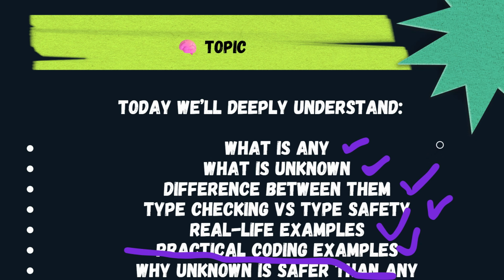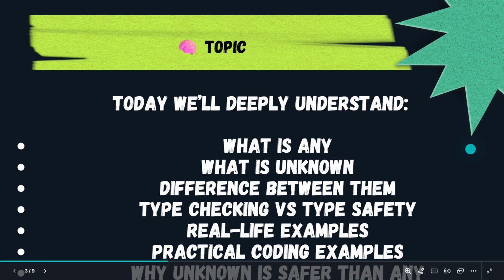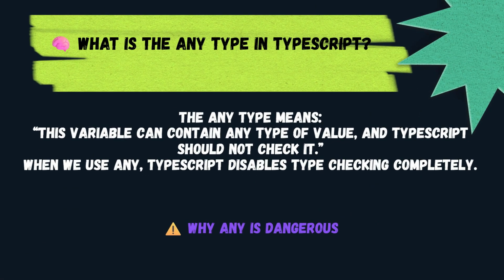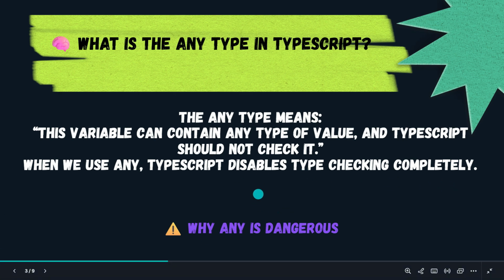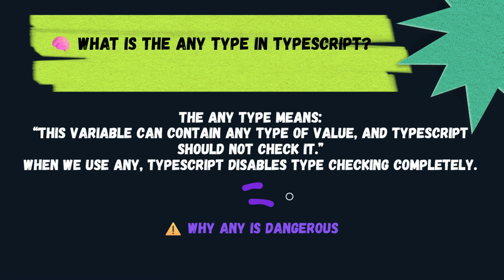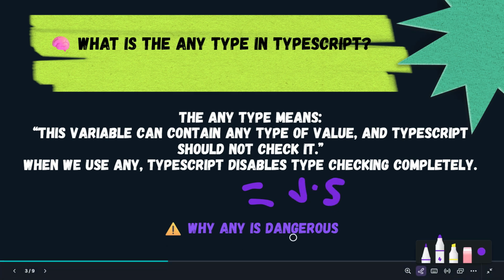Let's move to the next slide. What is the any type in TypeScript? The any type means this variable can contain any type of value and TypeScript should not check it. When we use any, TypeScript disables type checking completely. It totally looks like JavaScript. If you use any, it means it is totally JavaScript code. And why is any dangerous?